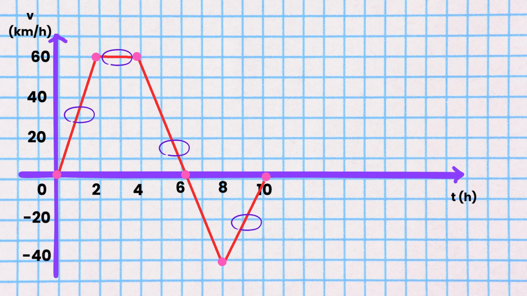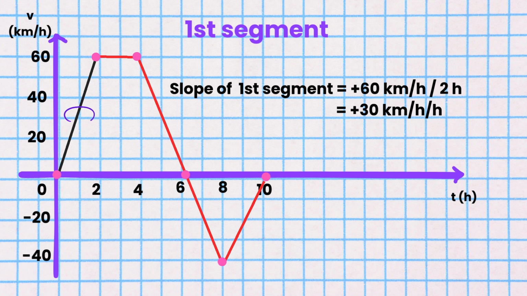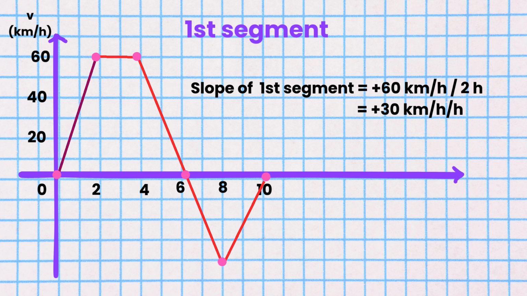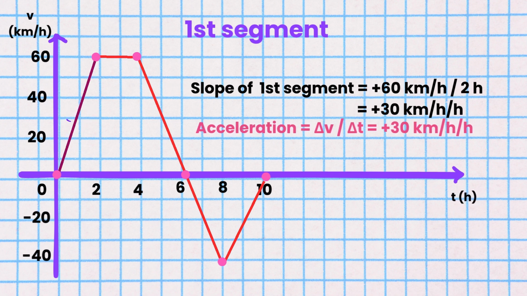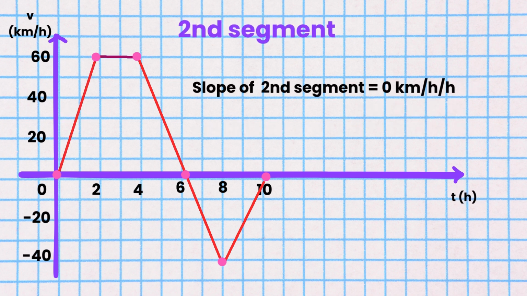The graph has 4 segments. Slope of first segment equals plus 60 km per hour divided by 2 hours, which equals plus 30 km per hour. So the acceleration equals plus 30 km per hour for the first segment of Isaac's journey. Slope of the second segment is equal to 0 since the line is horizontal. So the acceleration equals 0 km per hour because Isaac is traveling at a constant velocity.